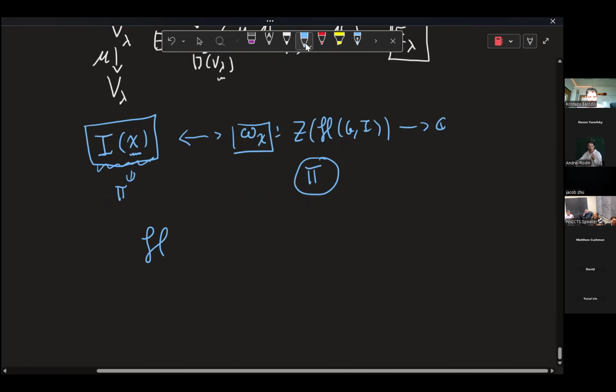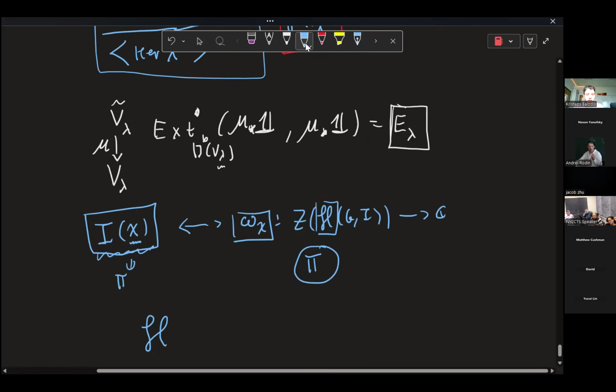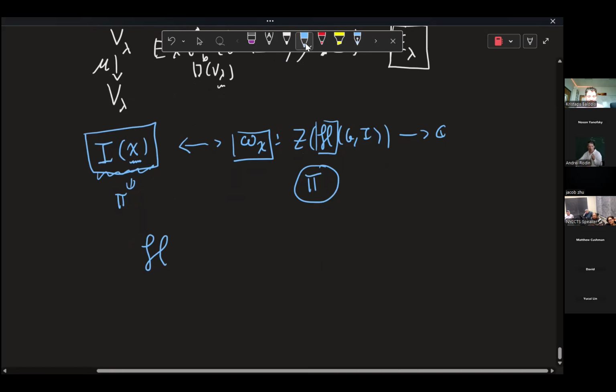So is this H homology or Hecke? Sorry, this H is Hecke. Okay. This H is Hecke. Yeah, perhaps I should have called it a different H. It's a little late now, but yeah.